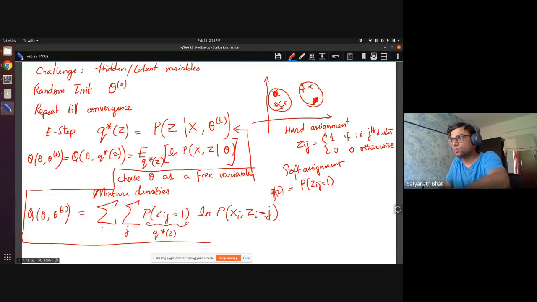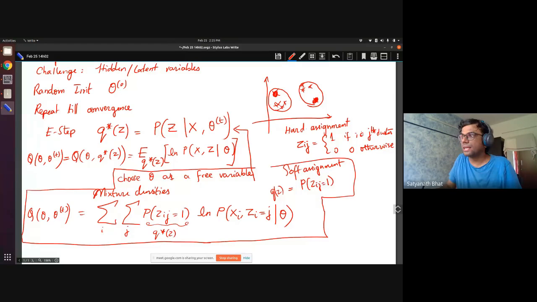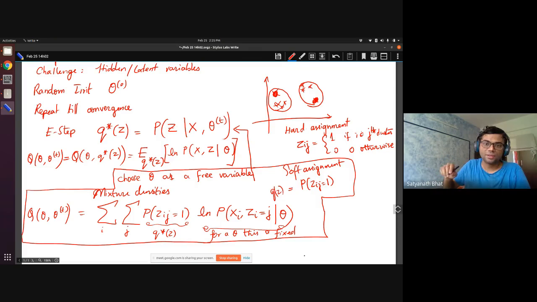Now this entire thing is assumed to be dependent on the theta variable, which is the free variable. If you see, this expression is easily solvable. Why is that? Because now you know everything here. For a theta, this is fixed, and then it is the complete log likelihood. The problem of log of summation goes away. Everything is known here, so you can solve this, and that is the M step.